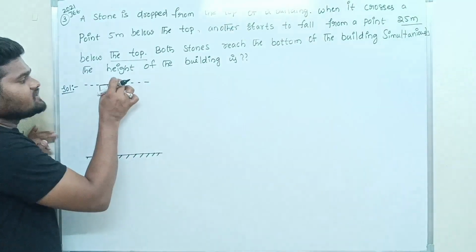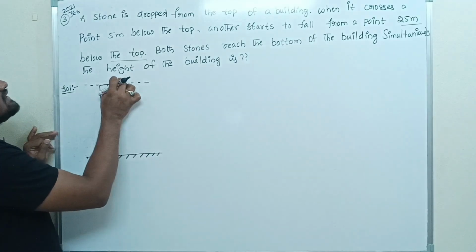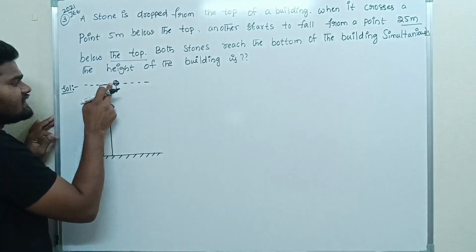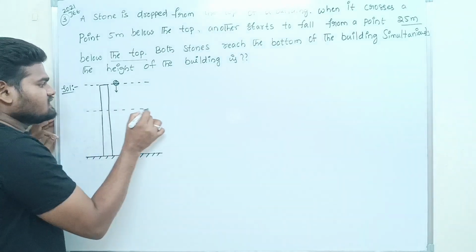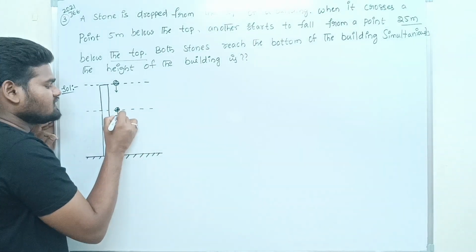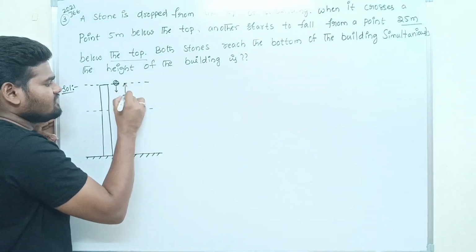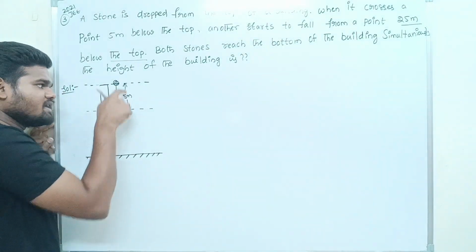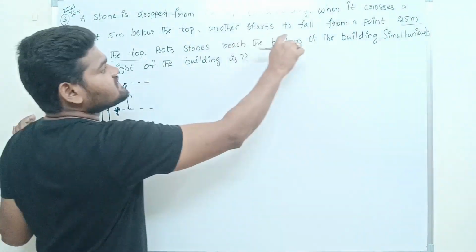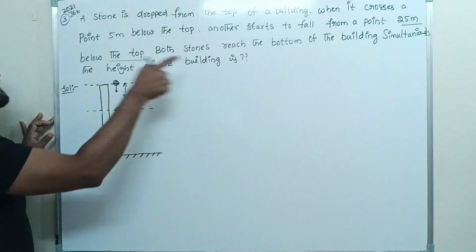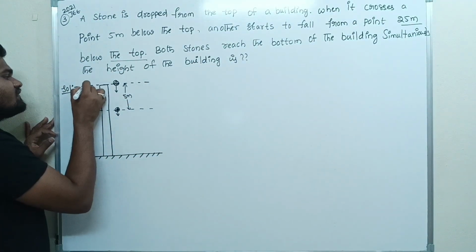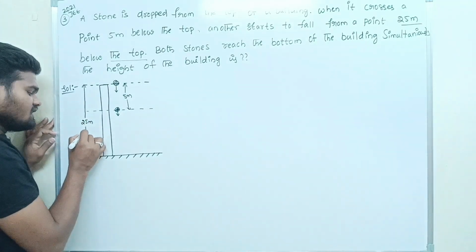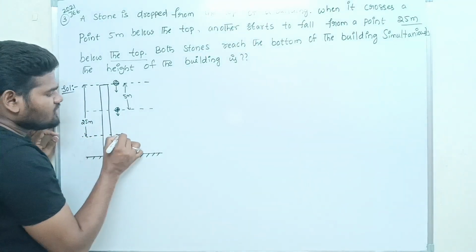So whatever the object they are dropped, it crosses a point 5 meters below the top. It crosses a point, let us consider, so this is the 5 meters below the top. So this height is how much? 5 meters below the top. So when this object is at 5 meters below the top, another starts to fall from a point 25 meters below the top. That means from this top, 25 meters below, again they are dropped one more stone.